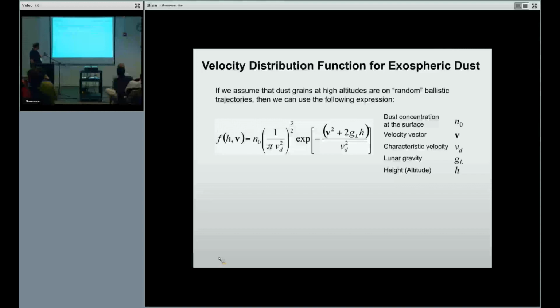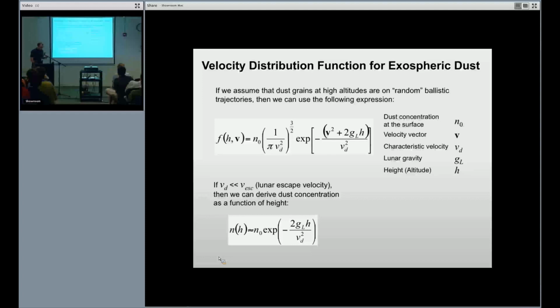The variables we use here are the dust concentration at the surface, the velocity vector of the dust grains, a characteristic velocity, which is analogous to temperature, and then we have lunar gravity and height, which decreases the energy of the dust grains.